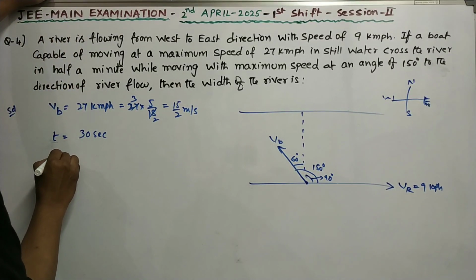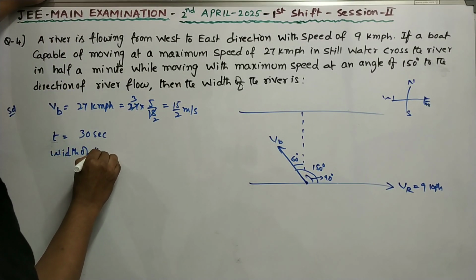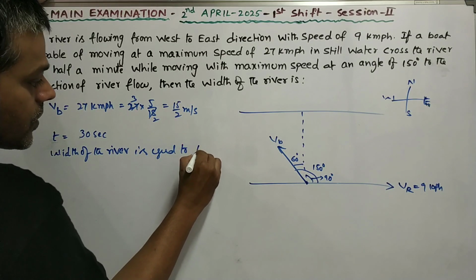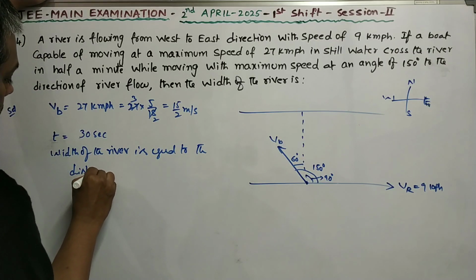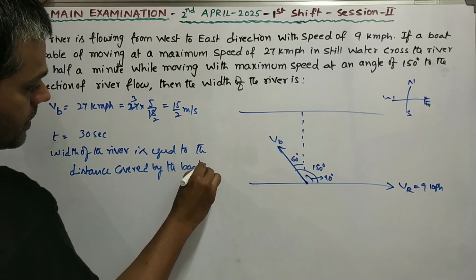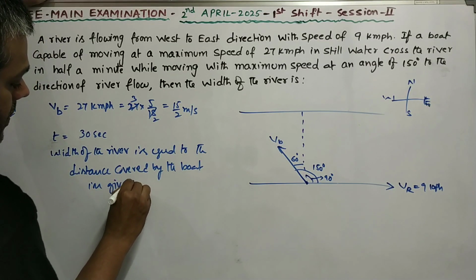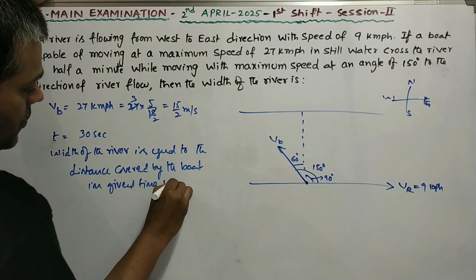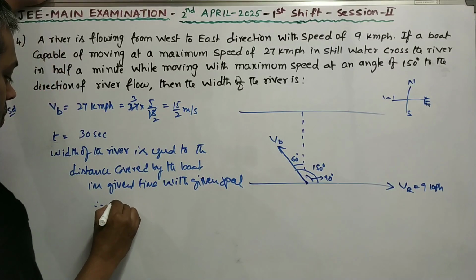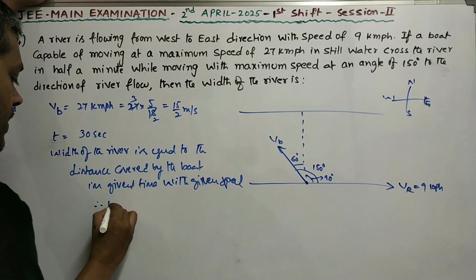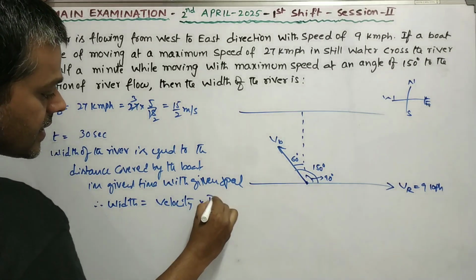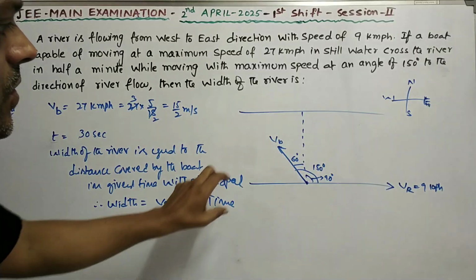Okay, so now the width of the river is equal to the distance covered by the boat in given time with given speed. So width is nothing but distance. So therefore width is equal to what? Velocity into time. So what is the velocity?